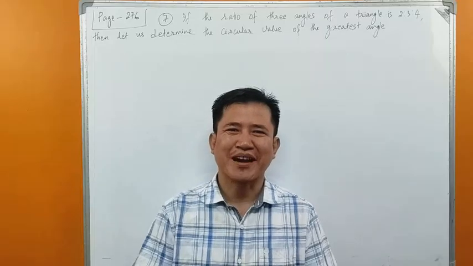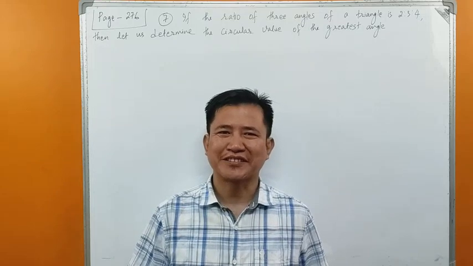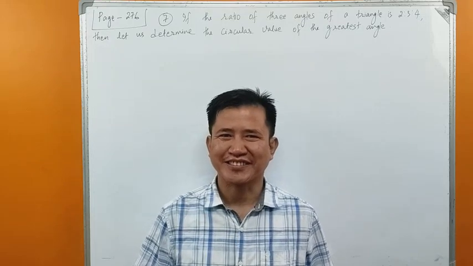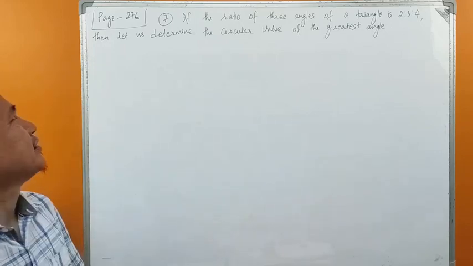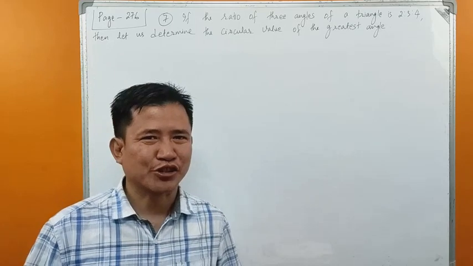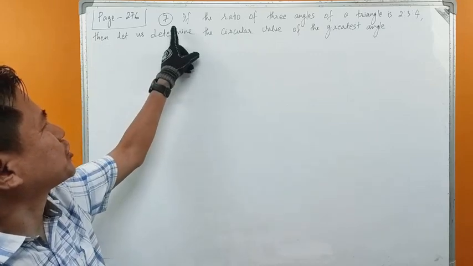Hello students, welcome back. So we are doing measurement of angle, chapter 20, page number 276 from West Bengal Board of Secondary Education, class 10th book. So let us begin. Question number 7. We have already completed till question number 6, and today we'll start right from question number 7. So this is question number 7.